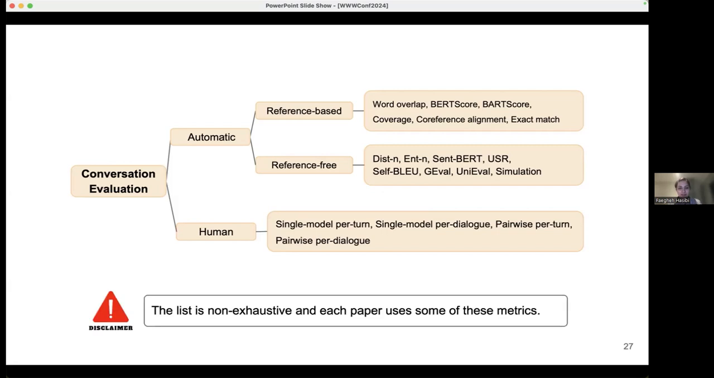Let me just state that conversation evaluation by itself is a broad topic. Perhaps it needs its own tutorial. So what I'm going to discuss in this part of the tutorial is some of these methods. And obviously the list that I provided here is not exhaustive. Also, each paper that generates synthetic conversation does not use all of these metrics, but some of them. So there is no consensus on which metrics are best suited for conversation generation evaluation.